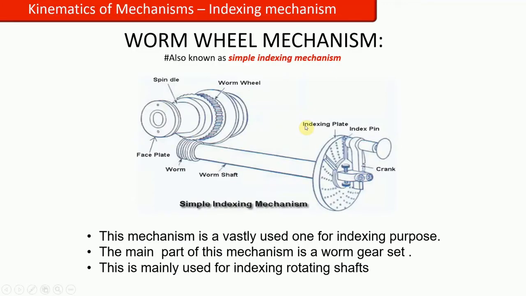And the third one is the worm wheel mechanism, also called a simple indexing mechanism. This mechanism is vastly used, and the name itself suggests that it consists of a worm wheel as a main part. It is mainly used in indexing rotating shafts or rotating some other materials for machining processes. This worm wheel mechanism is widely used in the milling process. So let's take milling as an example and go deep into the indexing of the worm wheel mechanism.